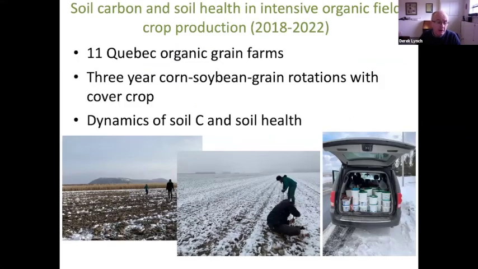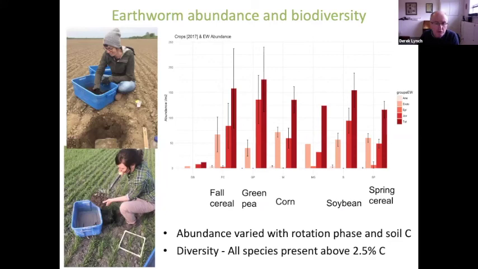Temporal variability, changes in time or within a rotation: a new project in Quebec with Carolyn Hald at Laval. We're looking within organic sector systems. Are there differences in changes in soil health and soil carbon within the rotation? And just briefly, we were using earthworms as one indicator and see a real variation within the rotation phase as an indicator of changes in soil health. Earthworms are really of interest in Quebec because of compaction as an issue in soil health.